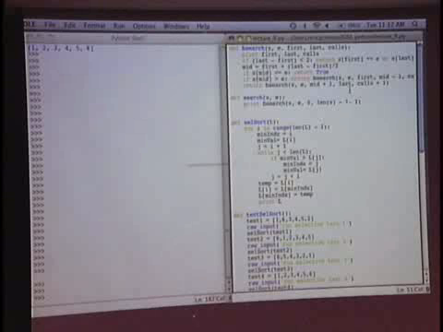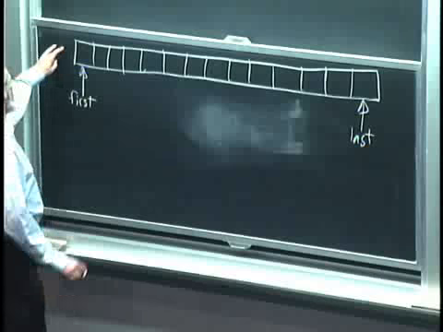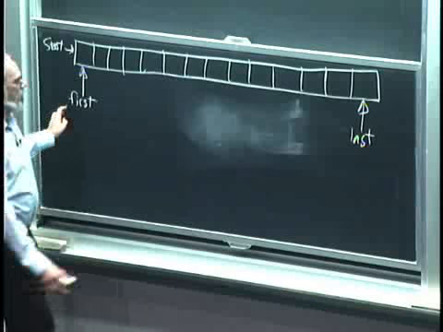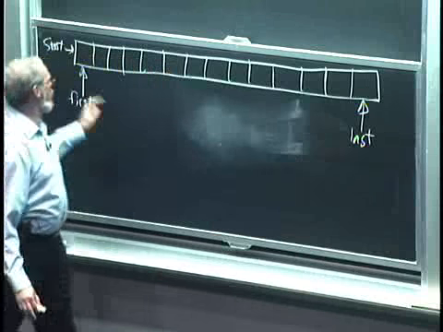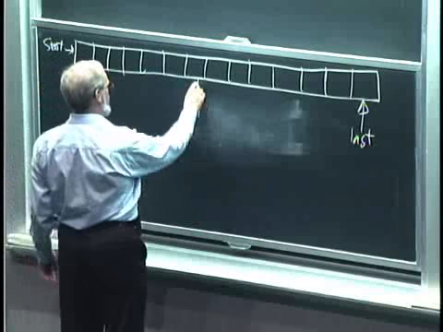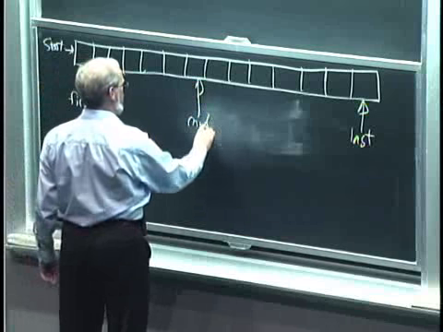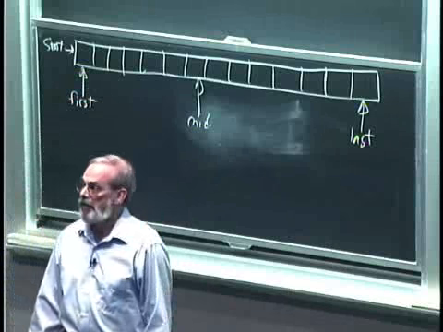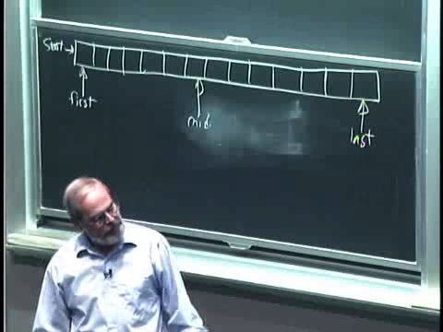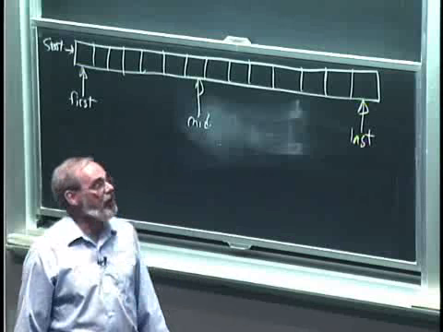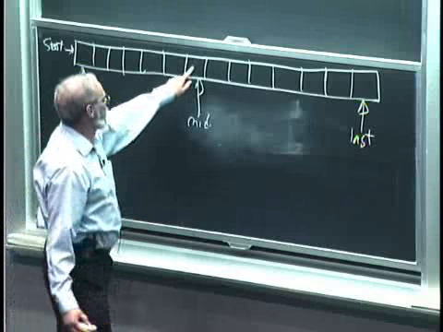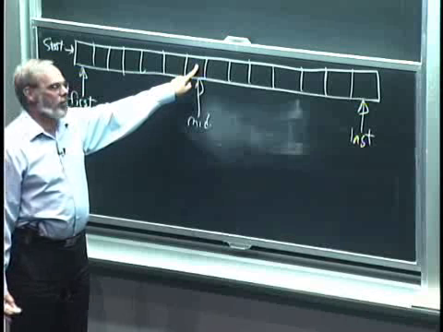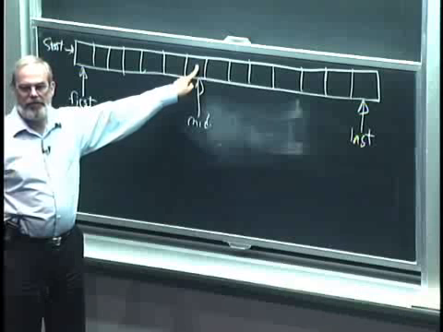It says find the midpoint, which says take the start, just pointing to that place right there, take last minus first, divide it by 2, and add it to start. And that basically, somewhere about here, gives me the midpoint. Now I look at that element. Is it the thing I'm looking for? If I'm really lucky, it is. If not, I look at the value of that point here and the thing I'm looking for. And for sake of argument, let's assume that the thing I'm looking for is smaller than the value here.